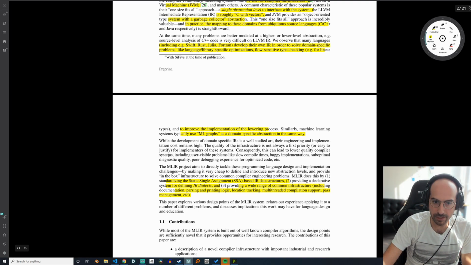It's going to lead to lower quality compiler systems, including user-visible problems like slow compile times, buggy implementations, suboptimal diagnostic quality, and poor debugging experience for optimized code. Okay.